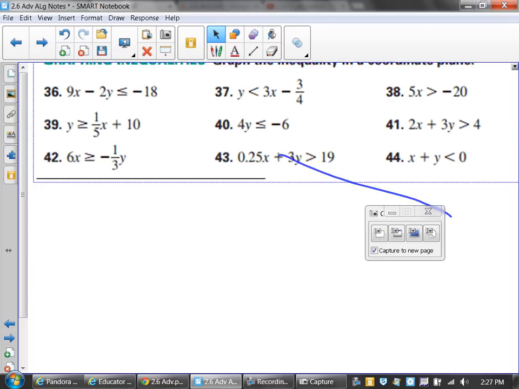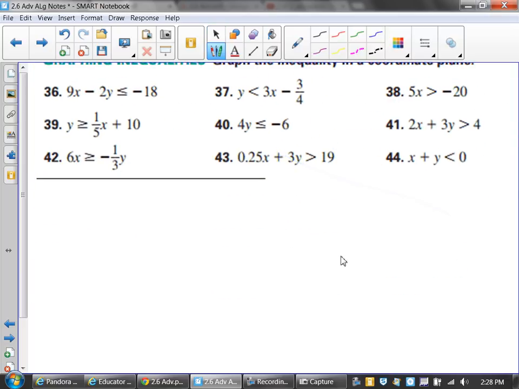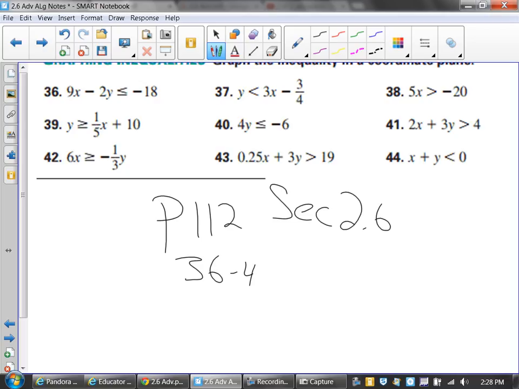Do those 9. It is on page 112, section 2.6, 36 through 44. Shade them and graph them.